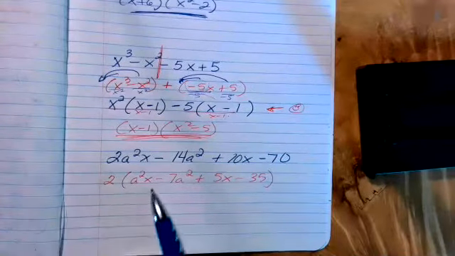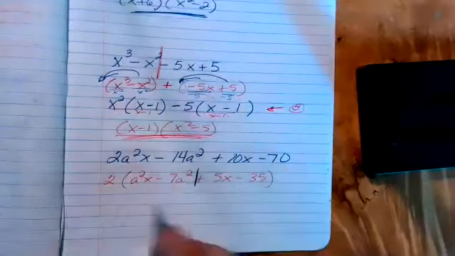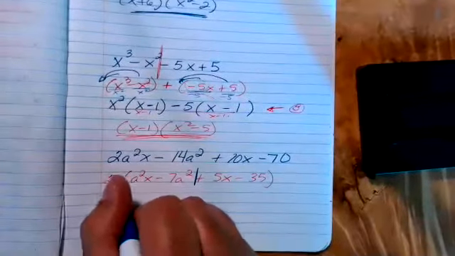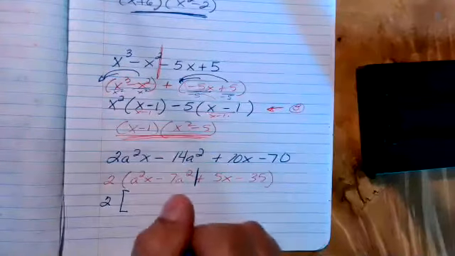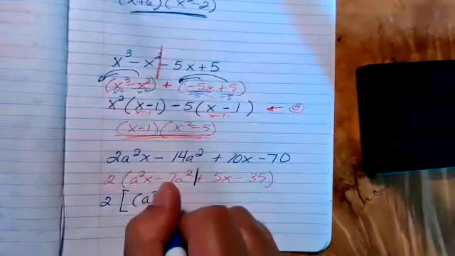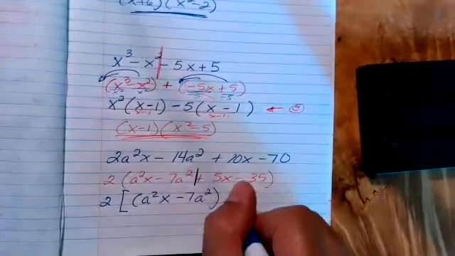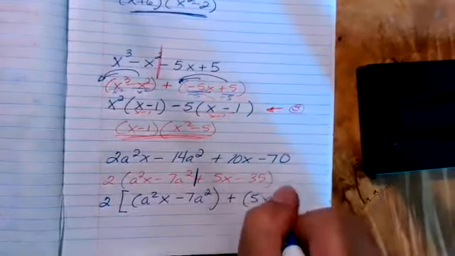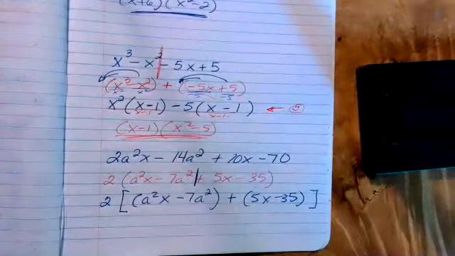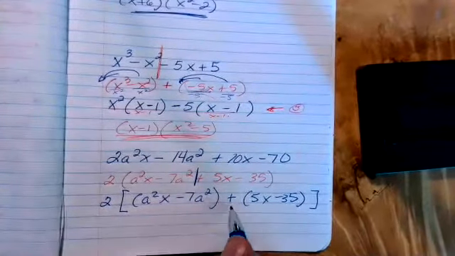I identify this as a 4-term polynomial. I'm going to factor it by grouping 2 by 2. So I still have this 2 down there. I'm going to break this up. Maybe we'll put big brackets here. So this is going to be a squared x minus 7a squared plus 5x minus 35. So I rewrote this as a sum of 2 binomials.